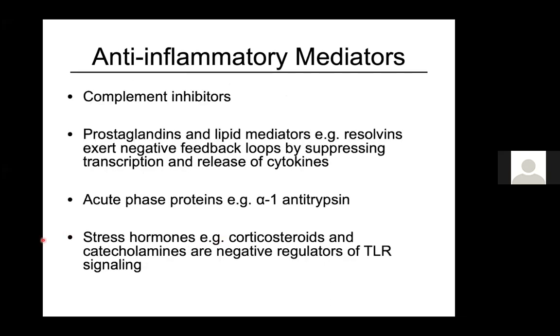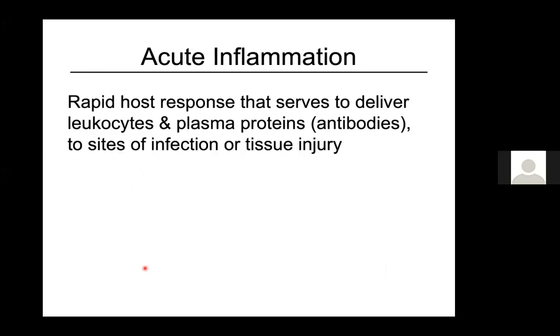You also get complement inhibitors, or complement regulatory proteins, which inhibit complement activation. Molecules that inhibit your lipid mediators and your prostaglandins, acute phase proteins, and I've talked about the stress hormones like the corticosteroids, and you also have the catecholamines from the adrenals.